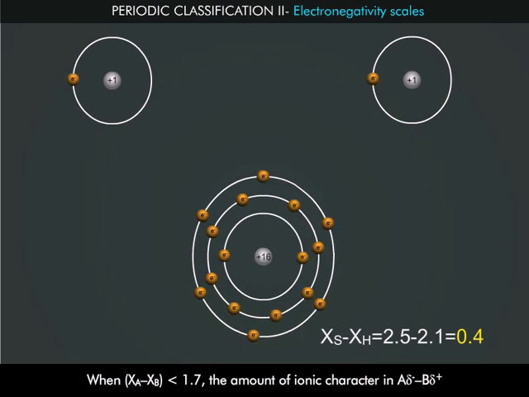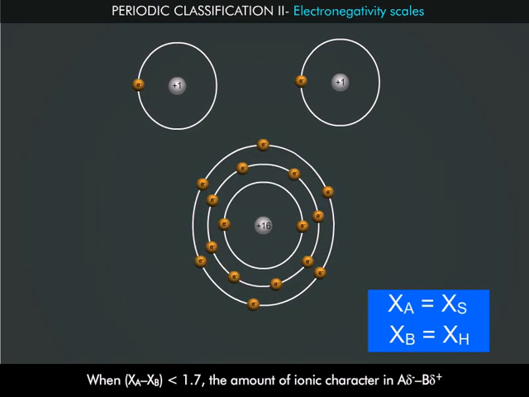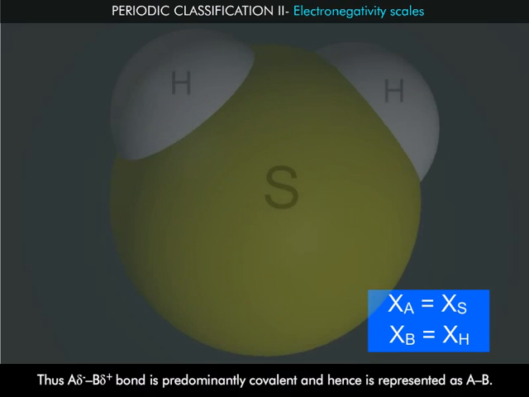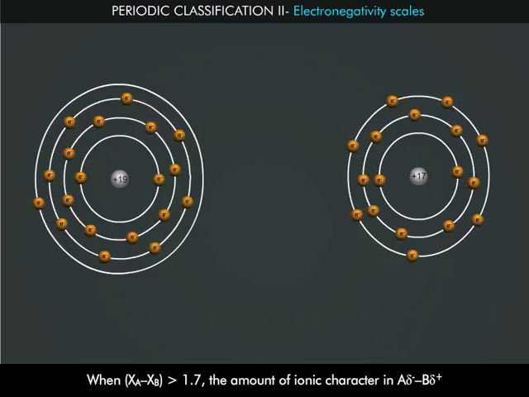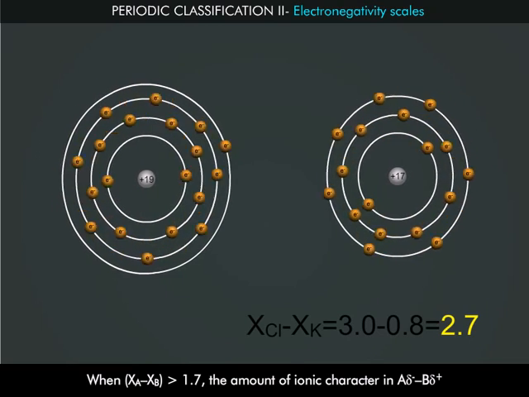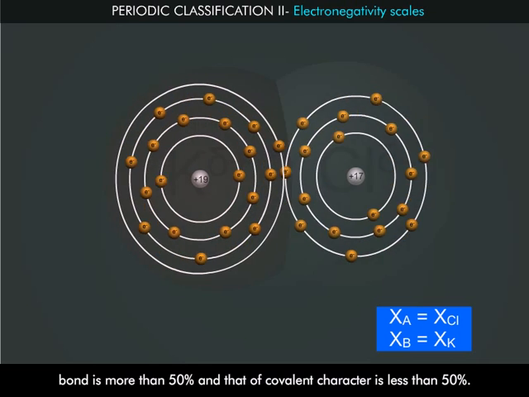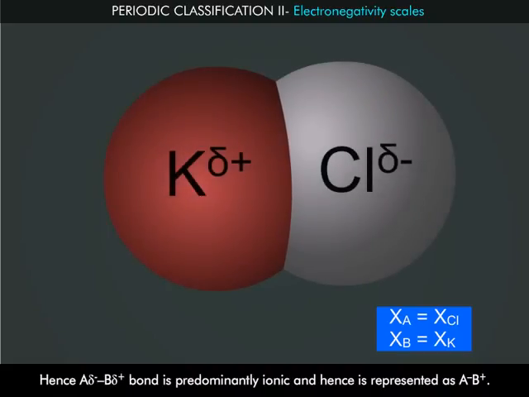When Xa minus Xb is less than 1.7, the amount of ionic character in the A δ- - B δ+ bond is less than 50% and that of covalent character is more than 50%. Thus, the A δ- - B δ+ bond is predominantly covalent and hence is represented as A-B. When Xa minus Xb is greater than 1.7, the amount of ionic character in the A δ- - B δ+ bond is more than 50% and that of covalent character is less than 50%. Hence, the A δ- - B δ+ bond is predominantly ionic and hence is represented as A- B+.